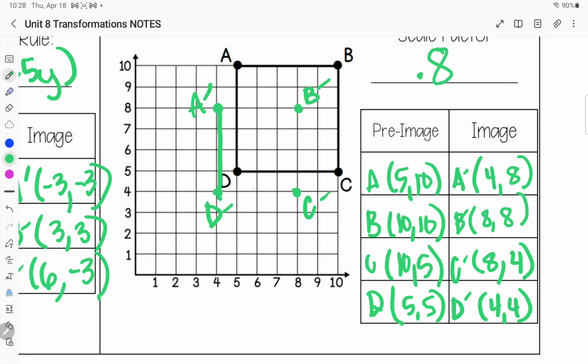So my points move, but you can see my shape, whoa, I can't draw a straight line. My shape is no longer the same size. Before I was 1, 2, 3, 4, 5 across. Now my shape is only 4 across. So I shrunk it down by 80%. Or I made it 80%. I shrunk it down by 20%. All right.